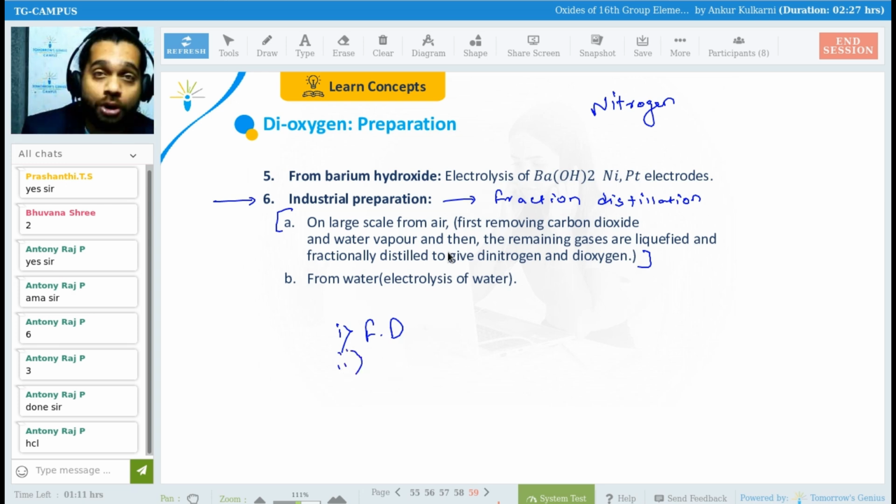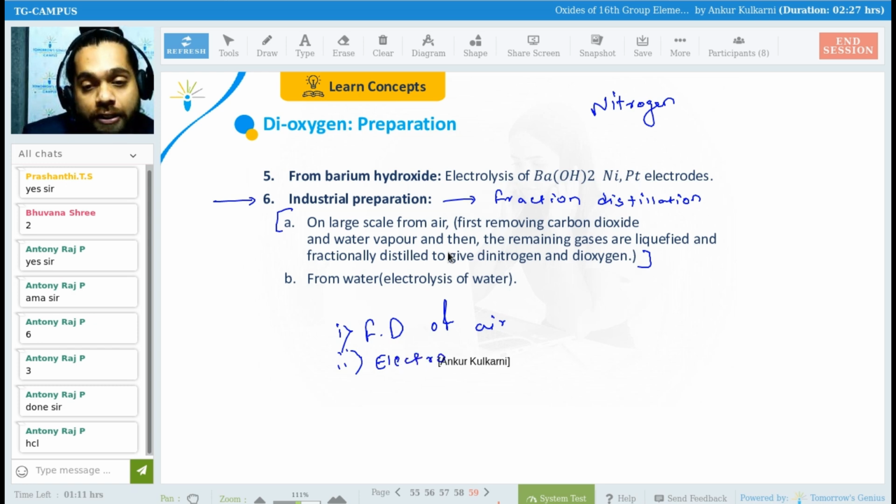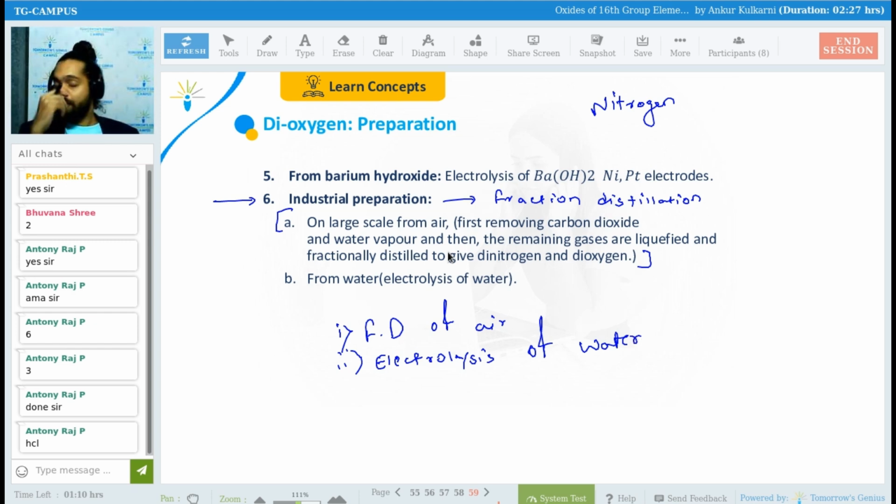So remember, write it down: industrial preparation of dioxygen, or oxygen. First is fractional distillation of air, and second is the electrolysis of water. So from air and water we get oxygen for large scale purposes. Come on, write down. Industrial preparation: first is the fractional distillation of air, second is the electrolysis of water.